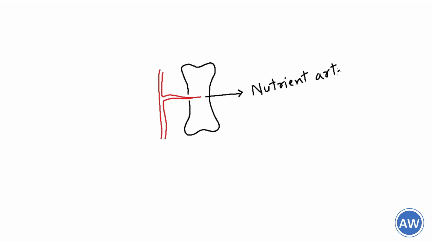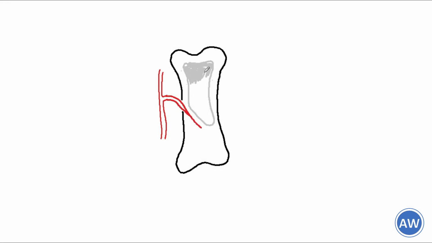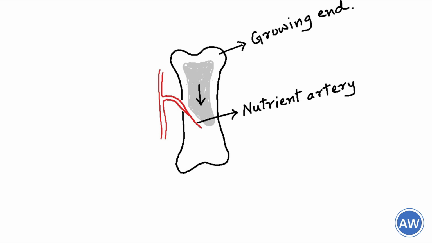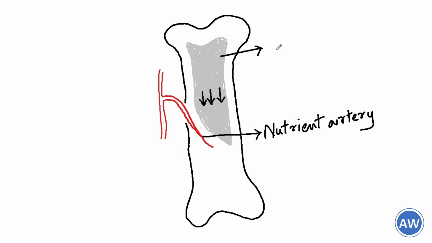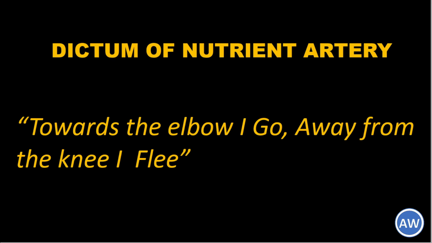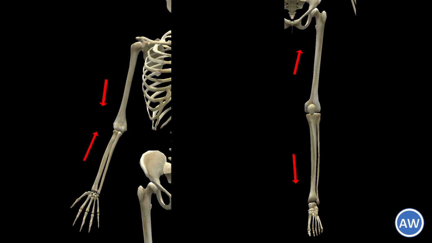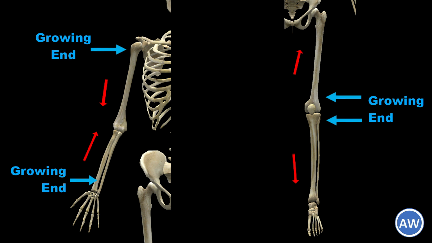While the bone develops, the nutrient artery occupies a central position, as one end of the bone continues to grow for long. In comparison to the other part, it will push the artery to the opposite side, that is, to the side where the growth is comparatively slow. Therefore, the artery is pushed by the growing end to the opposite side. Now, if we go through the dictum again, towards the elbow I go, away from the knee I flee, the growing ends are opposite to it, that is, away from the elbow and towards the knee.